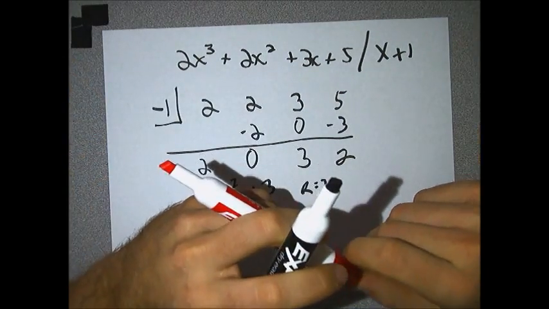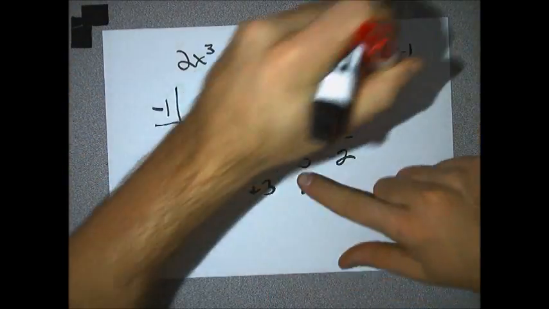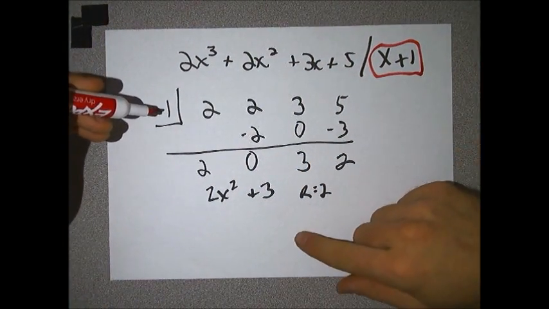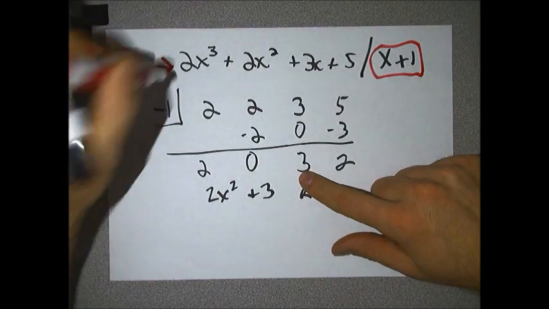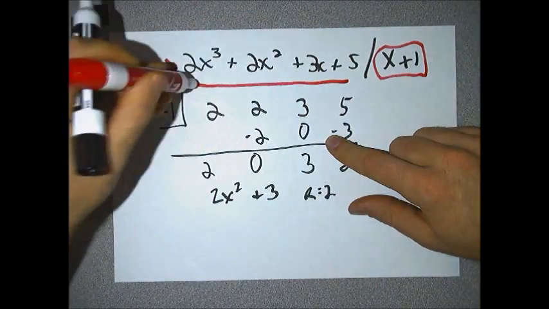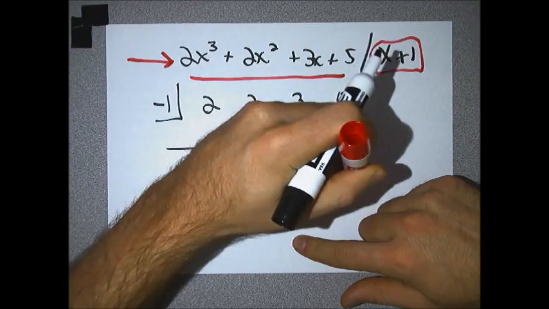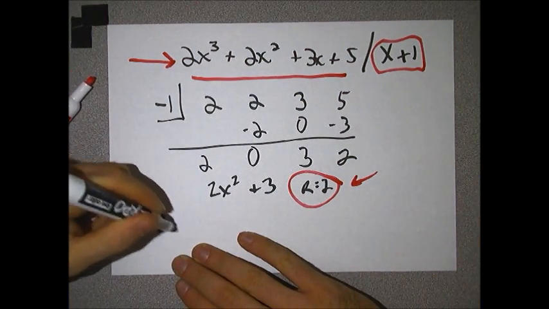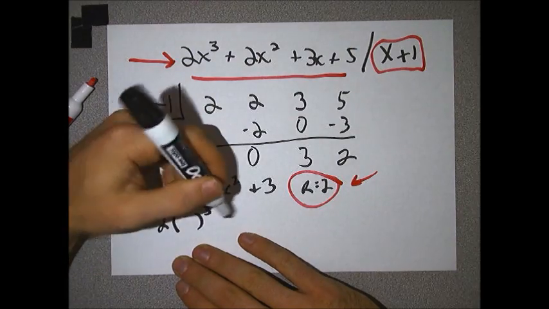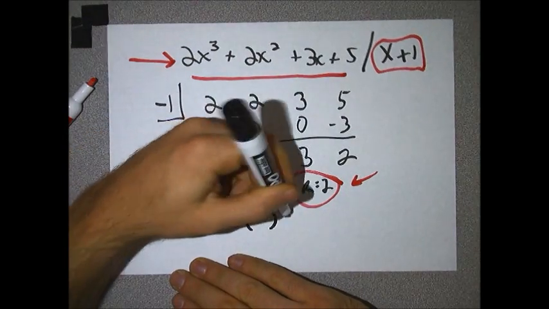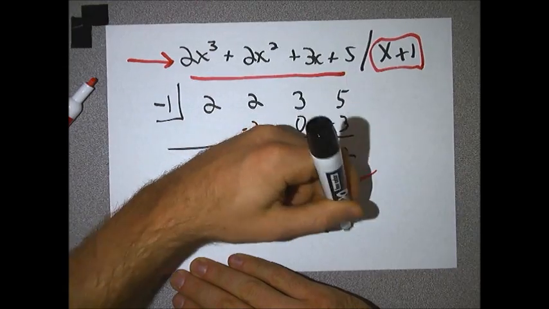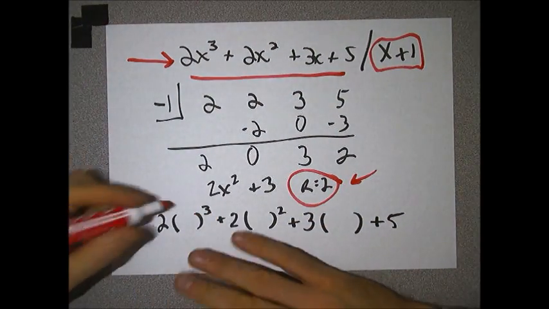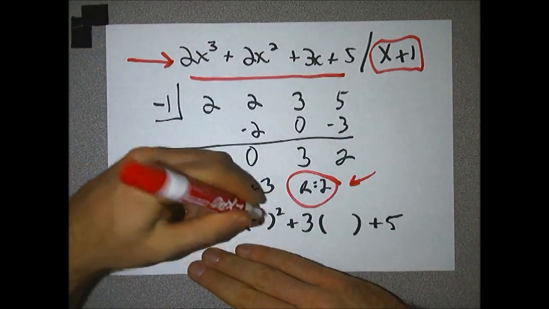This one we prove using the remainder theorem. Remainder theorem says this part up here, whatever zeroes it out, also known as the number in the box, plug it into your original equation, and that result should be your remainder. So let's try it. So we're going to do 2 something to the third plus 2 something squared plus 3 something plus 5, and my something for all of these cases is negative 1.